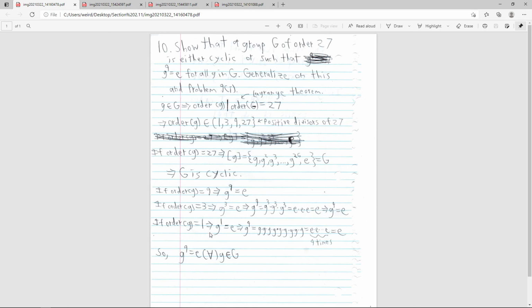And if order of G is 1, that means G to the 1 equals E. So G to the 9th will equal E as well, because 9 G's together will all multiply. It'll be E times E times E, 9 times. E times itself 9 times, so it's equal to E. So G to the 9th power equals E for any G in G, in that case. Or G is cyclic, basically, for this case. The first one is G is cyclic.